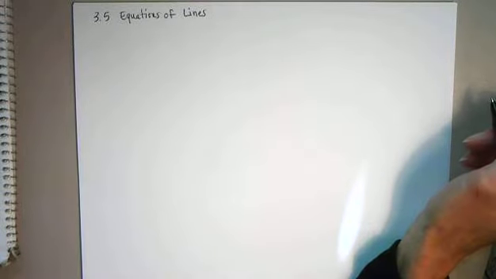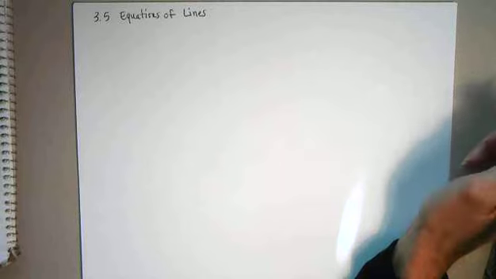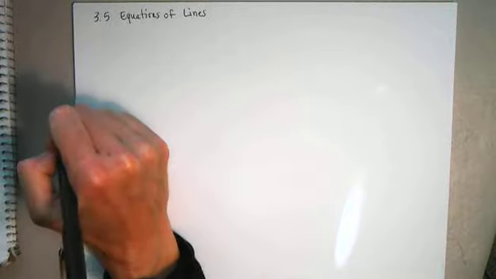Section 3.5 is called equations of lines. And this is a really important section. It kind of ties together everything you've learned. And there are test questions all over the midterm, the final, every test from now to the end from this section. So let's just review the equations of the lines that we know.